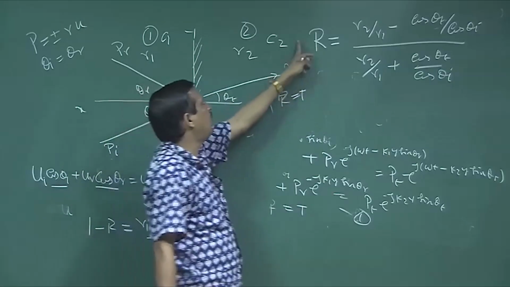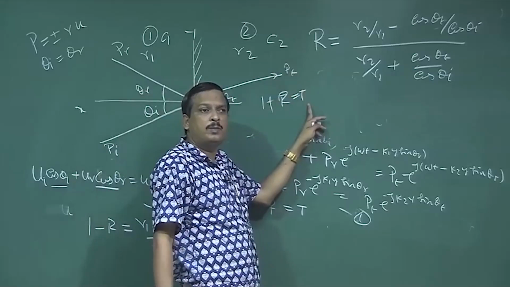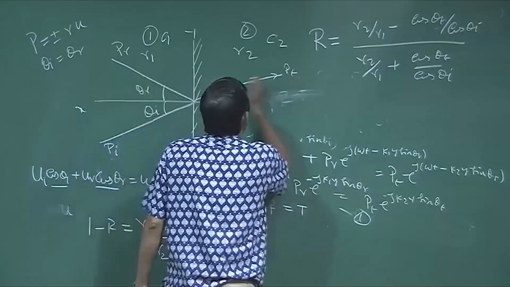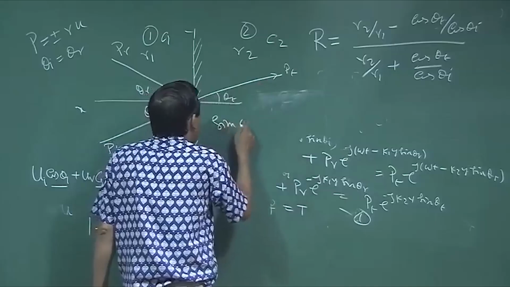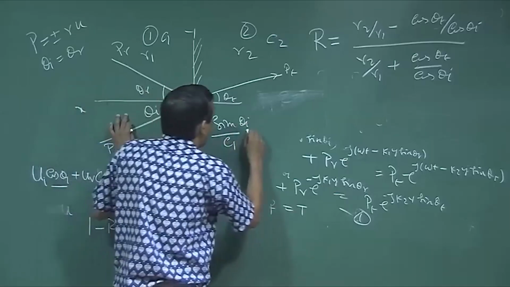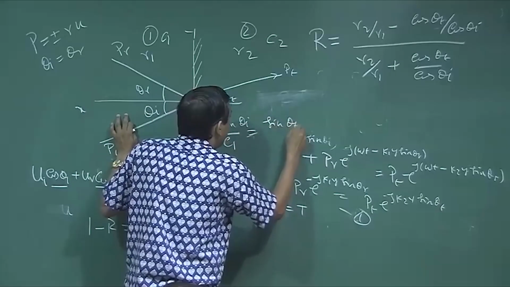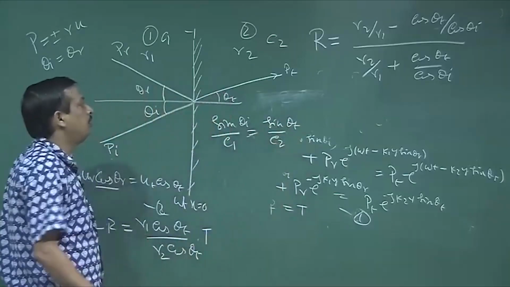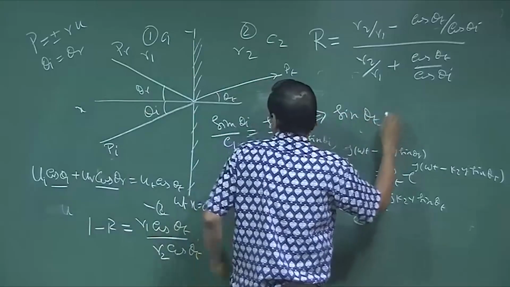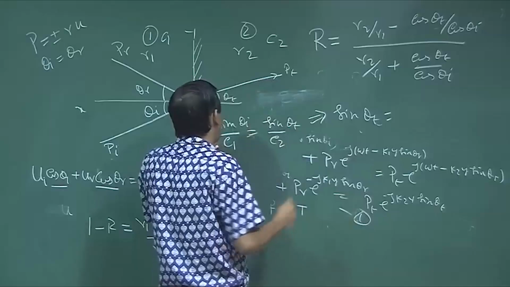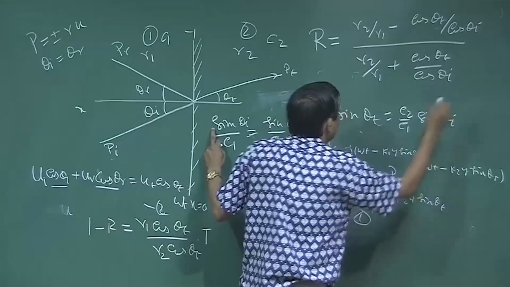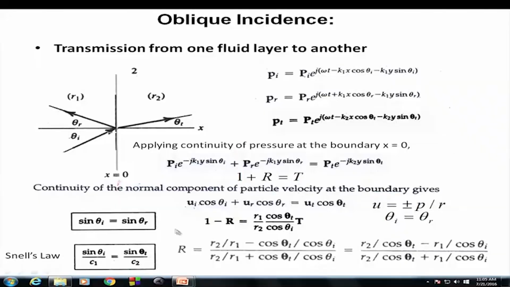Okay. So, 1 plus r is nothing but the pressure transmission coefficient. And another equation, Snell's law, said that sin theta I by C1, velocity of the sound in the first medium, is equal to sin theta t by C2. Okay. So, from there I can say sin theta t is nothing but C2 by C1 into sin theta I. Okay. This is Snell's law.